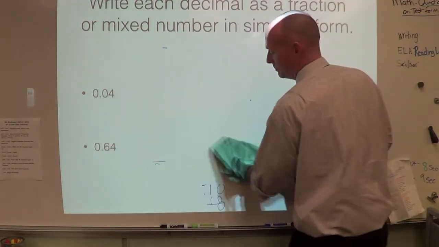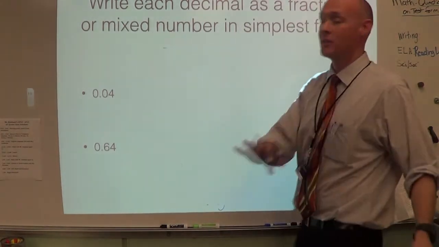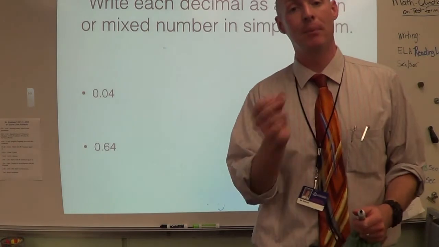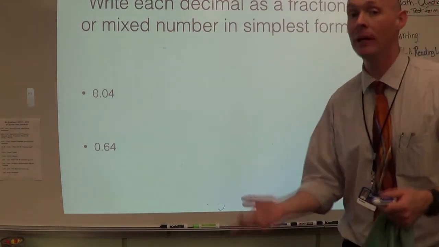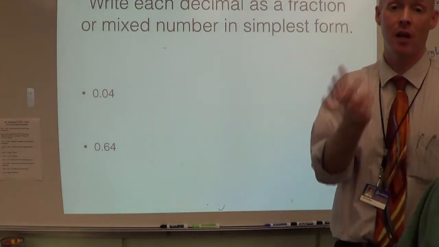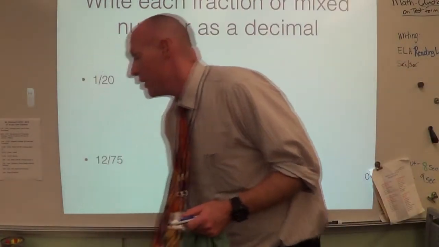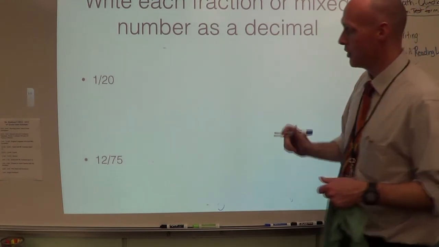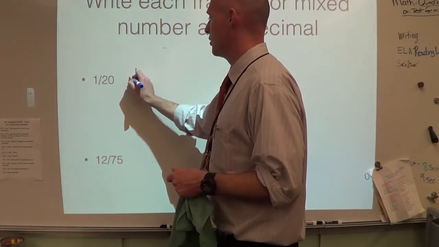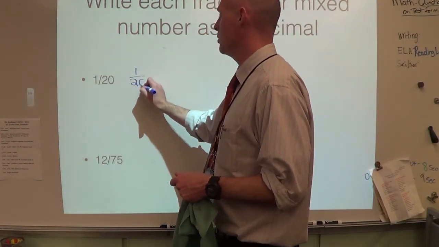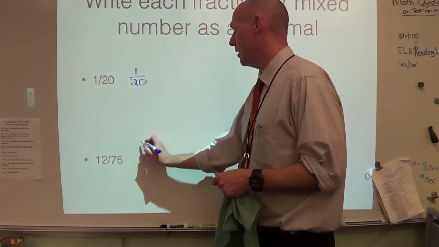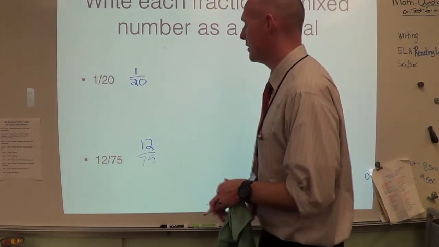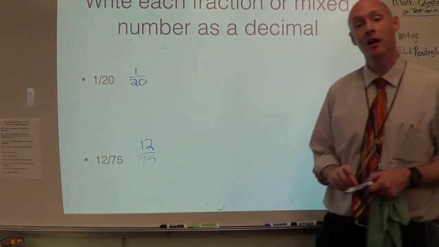So with these, your first box, I just want you to turn these into a fraction in simplest form. If you don't remember how to do it, go back and watch 2 slides ago and I showed you. This one here, what I want you to do is write each fraction as a decimal. So this is 1/20th, so the numerator is going to be 1, denominator is going to be 20. This one down here, 12 is my numerator, 75 is my denominator. Try your best, good luck, and we'll see you in class.